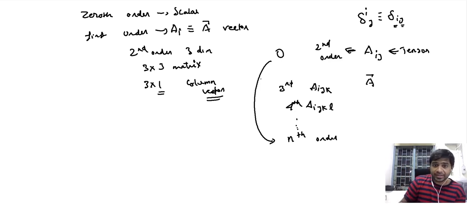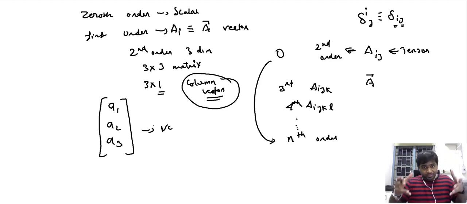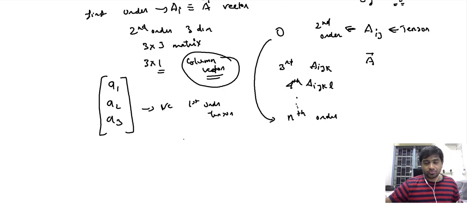So whenever we write a vector as a column matrix, say A1, A2 and A3, what essentially we are doing is representing it in the form of the matrix representation of a tensor, and this vector notation is nothing but the first order tensor. So if you want to sum it all up, it can easily be summarized in this way.